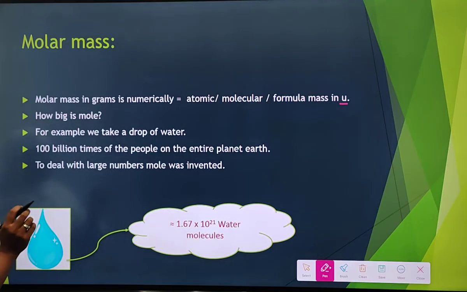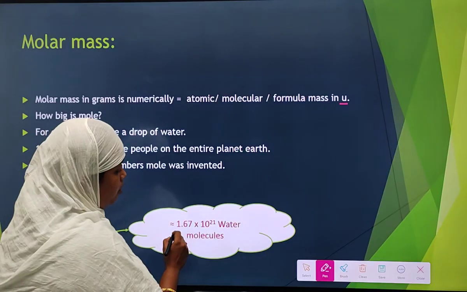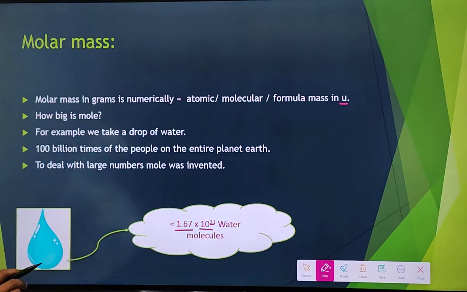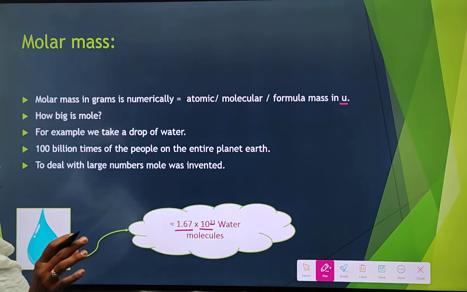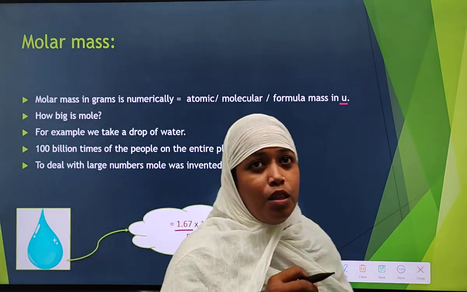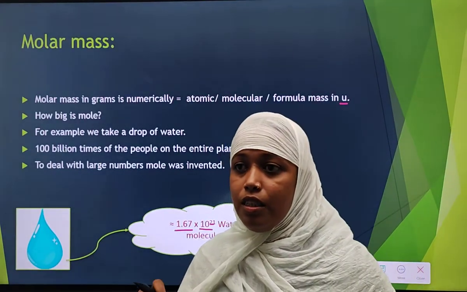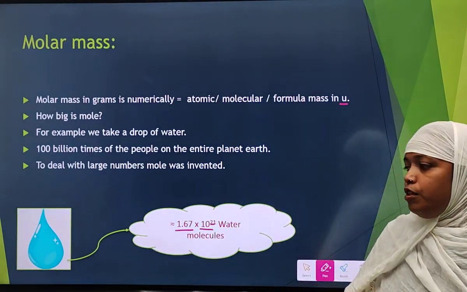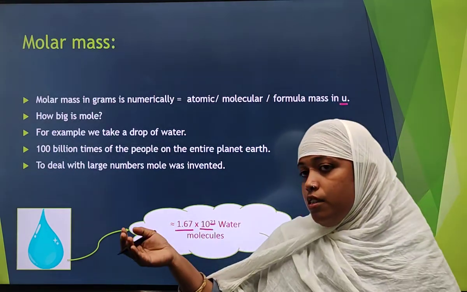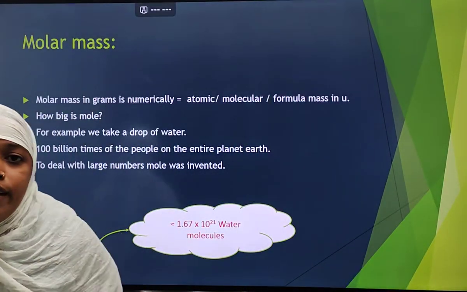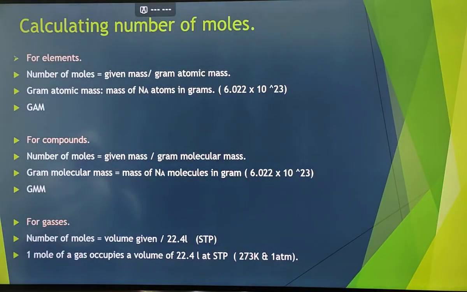Now suppose we take an example of a drop of water. A drop of water contains approximately 1.67 into 10 raised to 21 molecules of water, meaning 100 billion times the people on earth. If we give one molecule to each person on this earth, it is an even larger number. So to deal with such large numbers, the mole was invented. Now, let's move further to how to calculate moles in various elements, compounds and gases.